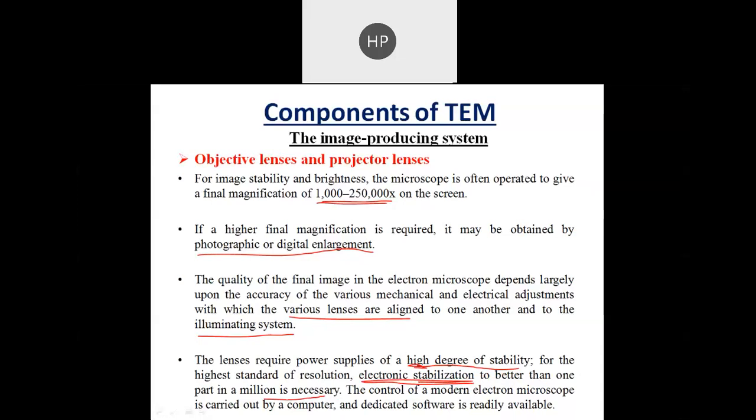1 part in a million means a very highly stable power supply is required, and for that it is provided with high control stabilizers. The control of the modern electron microscope is carried out by the computer, and dedicated software is readily available for the transmission electron microscope. So generally we control it by the computer, and we have a particular software to operate it.